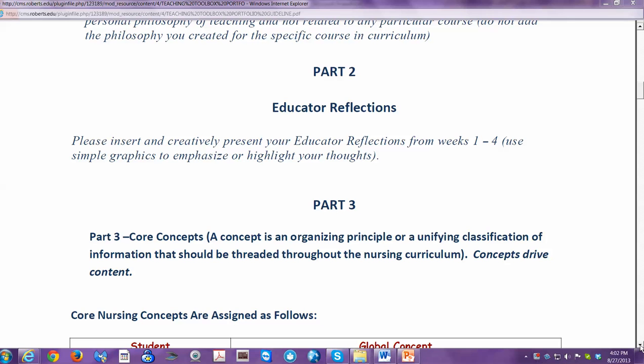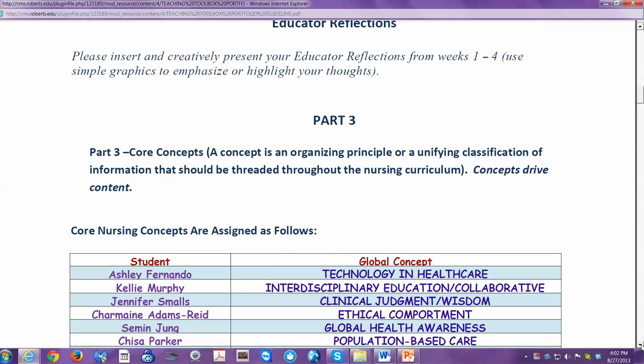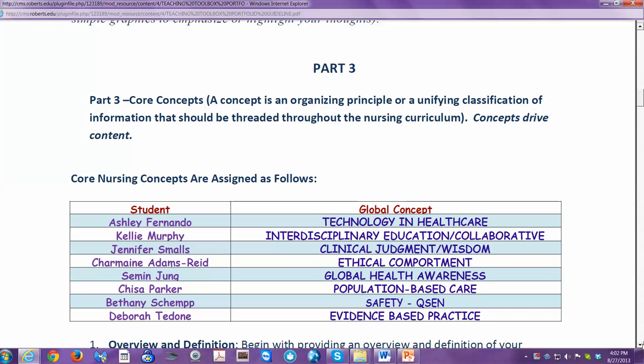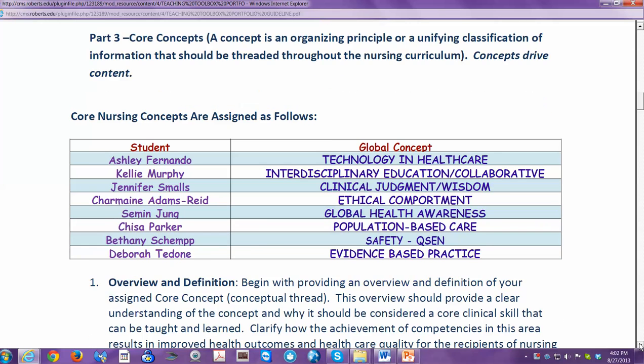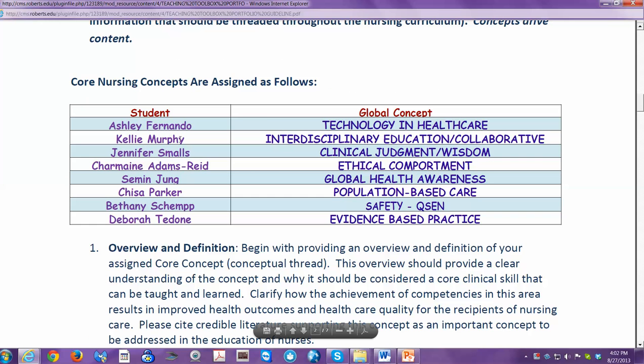Now we go on to your first challenge. That's part 3. This is where you address a core concept. And that core concept has been assigned to you. So make sure that the core concept is the one that you were assigned. So for example, Jennifer, you have clinical judgment and clinical wisdom. Chisa, you have population-based care. Deborah, you have evidence-based practice, and so on. So look at your list and be sure you understand what your global concept is.